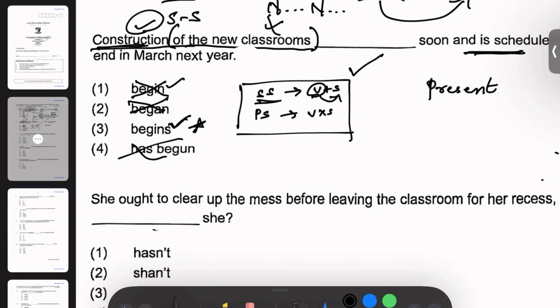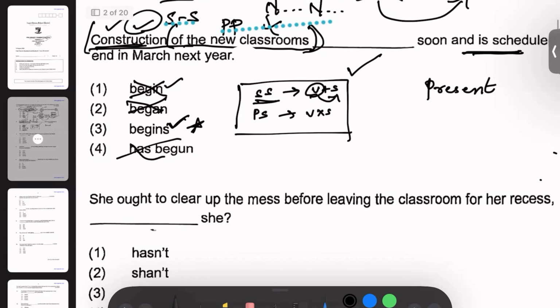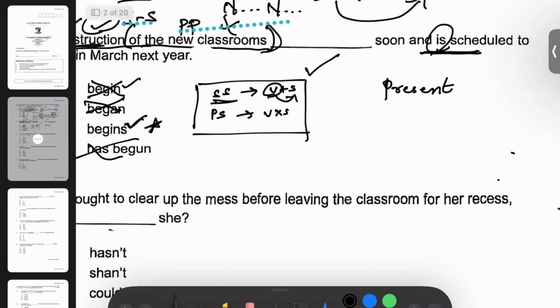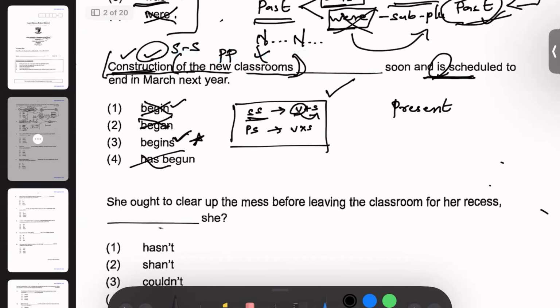A quick recap. First of all, we have to identify the subject, and we need to understand that prepositional phrase cannot be a part of a subject. And so construction, which is a singular subject, is the main subject. And then we also identify the tense of this sentence, which is based on this helping verb is. So based on this, we already know that it's a present singular sentence. With this clue, we identify that the answer is begins. And the answer is not begin, began, has begun.